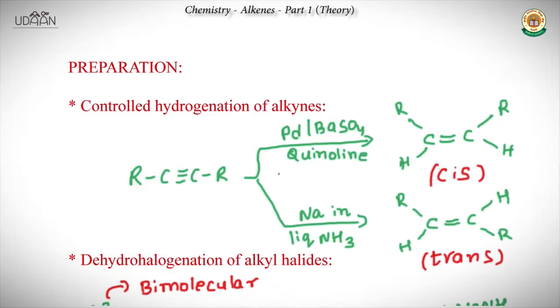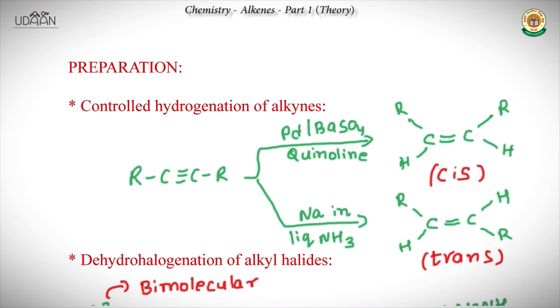Good morning, students. Before we begin our question on alkenes, let's study a little bit of theory related to them. What we are going to understand is how alkenes are prepared. The first method is called the controlled hydrogenation of alkynes, and there are two particular pathways for that. So tell us more about them, Gopi.